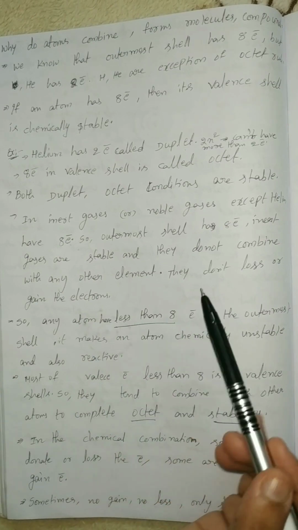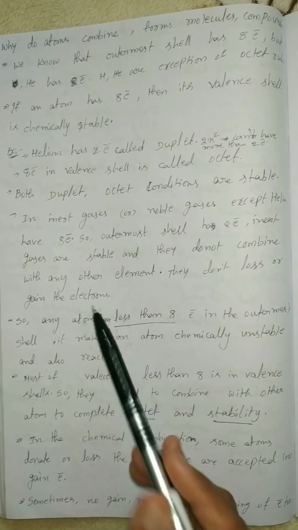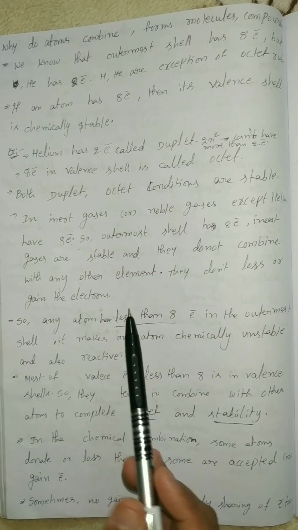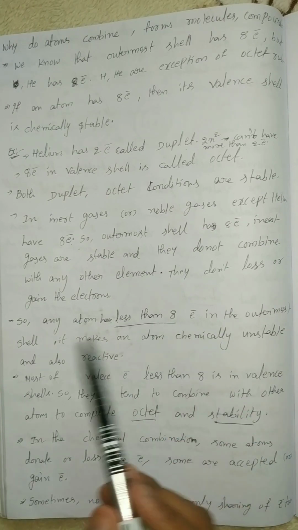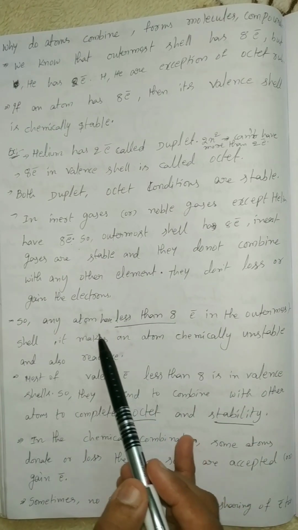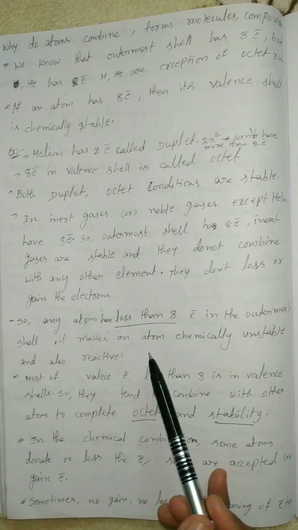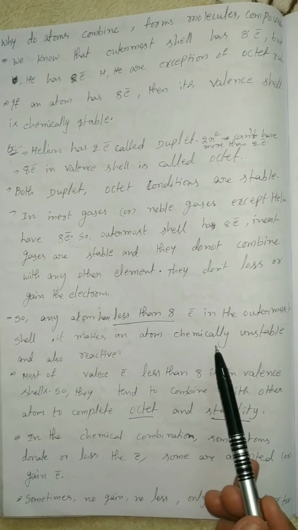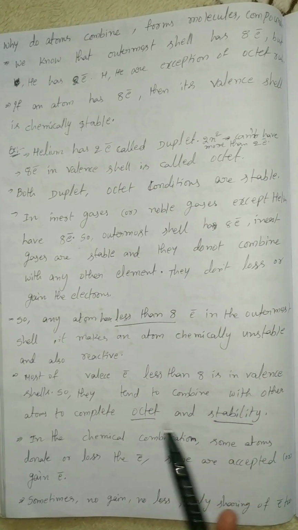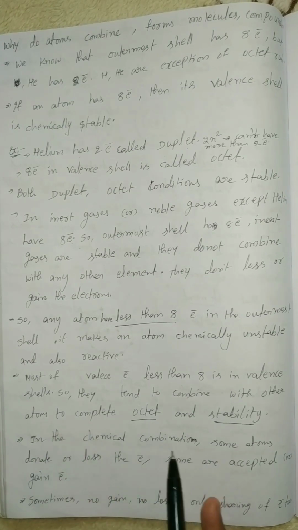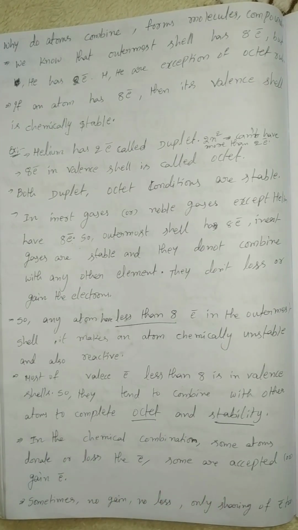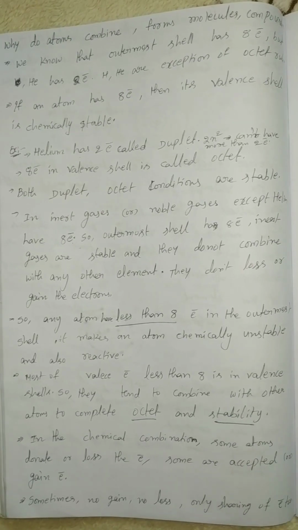So they are stable. They don't combine with another element. So they don't lose and don't gain electrons. So any atom that has less than 8 electrons is very active to participate in chemical reactions and complete the octet rule. They gain and complete the octet rule for the stability of an atom. So sometimes no gain, no loss, only sharing of electrons.